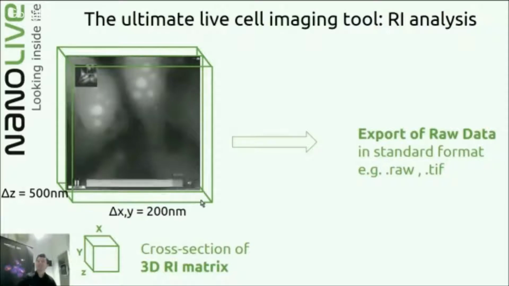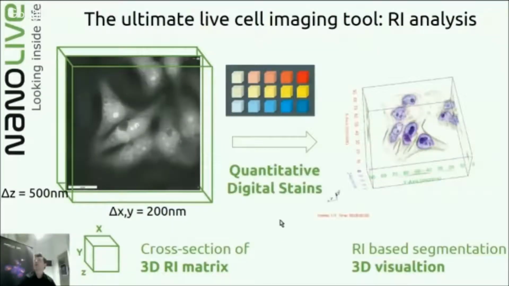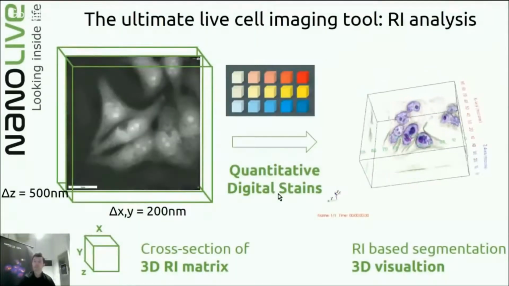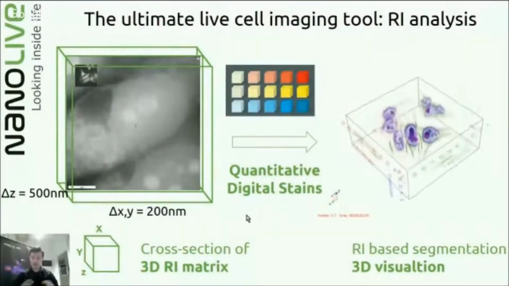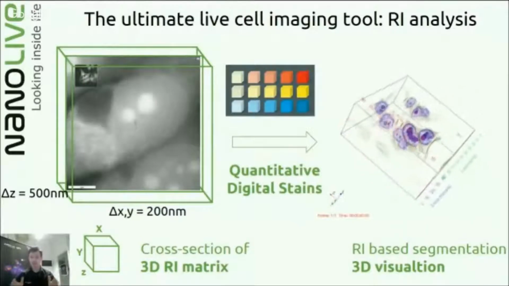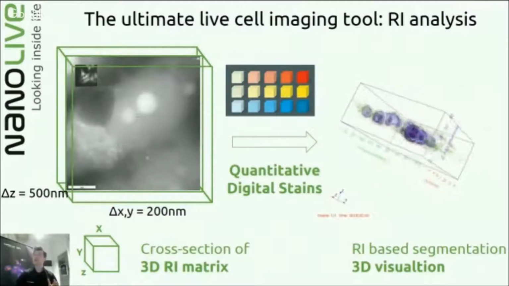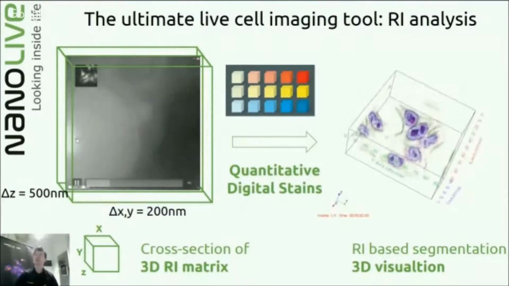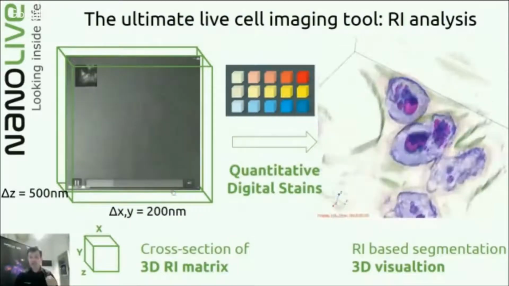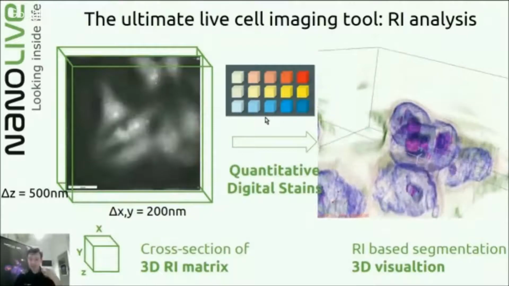Also, the very, very nice thing that we can do directly with our software is quantitative digital staining. So the refractive index is an intrinsic property of the matter. It doesn't change. It's not relative like fluorescence. So what we can do is select a specific region, like this one, for instance, of the image and assign a stain, a digital stain, to this region.